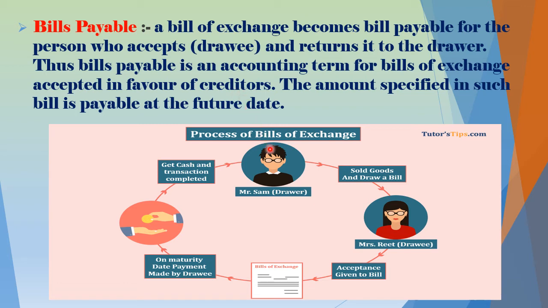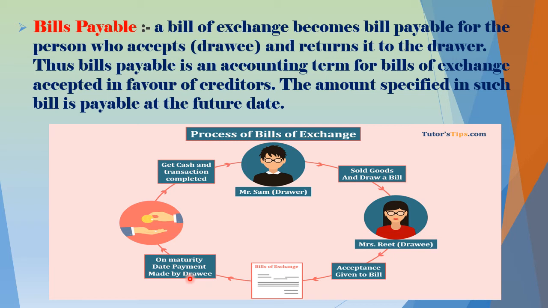Now let us look into this. Mr. Sam, the drawer, sold goods to Mrs. Reith and draws a bill. Now Mrs. Reith accepts the bill. So this is the bill of exchange which Mrs. Reith accepts and gives back to Sam. Now on the maturity date, payment is made by the drawee.